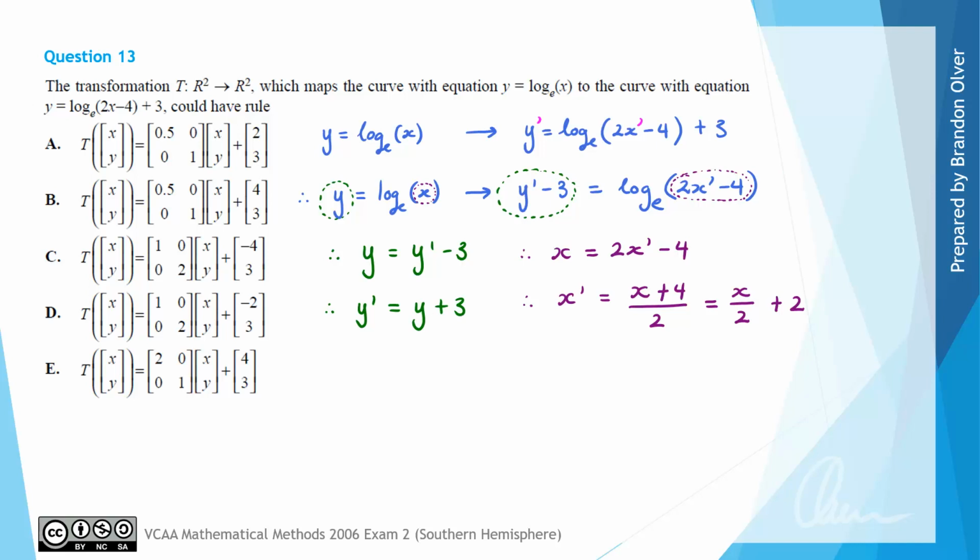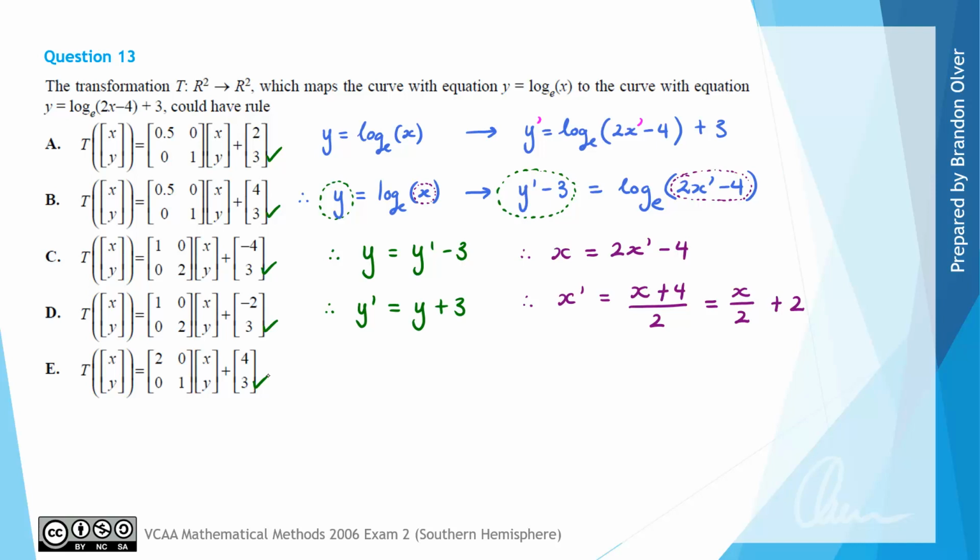So if we look down the 5 options, the 3 being added to the y is going to happen in the matrix that's added on at the end. So there's a plus 3 here, plus 3 here, plus 3 here, plus 3 here, and a plus 3 there. So none of those has managed to eliminate any of the options, but it's good to know that all of them result in that translation of 3 units in the positive y direction.